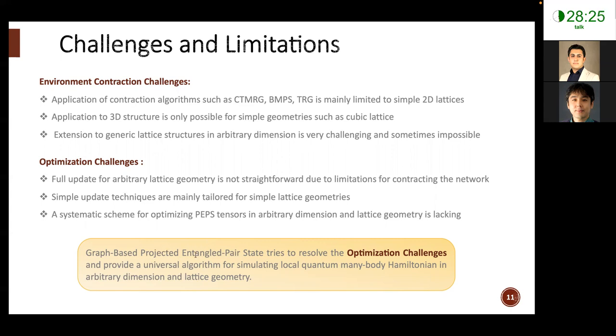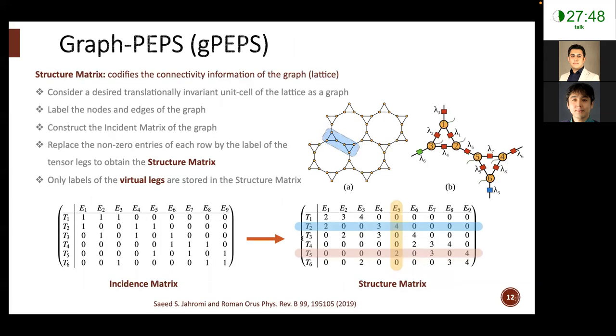The graph-based projected entangled pair state, or GPEPS, tries to resolve the optimization challenges, mostly in this part. However, in this graph-based PEPS, we still have the limitation of access to the full environment, especially in higher dimensions, like in 3D lattices and in complicated lattice structures. However, I will show you some evidence that it is working very well for many use cases, and it's a very powerful algorithm for simulating generic lattice structures.